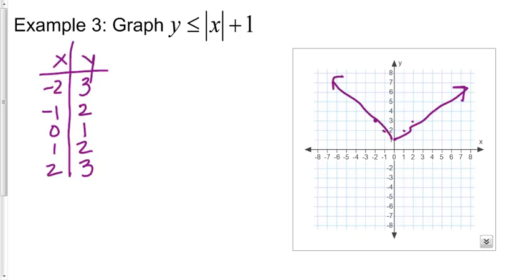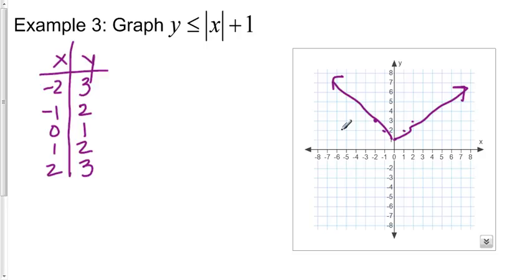Now, before I connected my points, I should have checked out the symbol and asked myself, is it solid or dash? But I'm okay here because there's an equal to underneath the sign. I was supposed to make it solid, so that's good. Remember, if that equal to is not there, you're going to make a dash line.